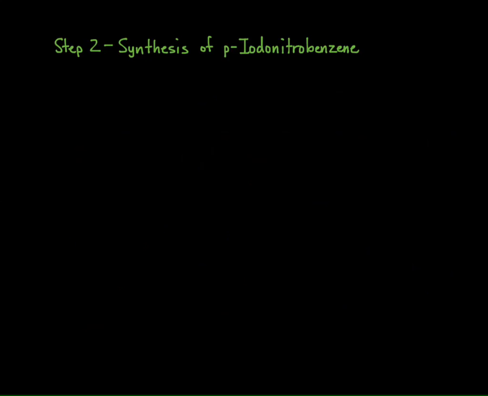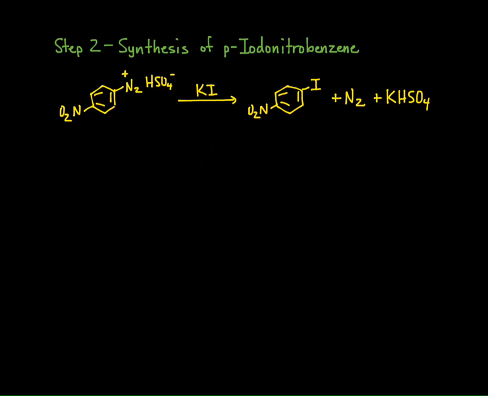Step 2 involves the formation of para-iodonitrobenzene. At this stage, the diazonium salt reacts with potassium iodide in a nucleophilic substitution reaction to yield para-iodonitrobenzene, along with nitrogen gas. At this step, you will use 2 milliliters of the diazonium salt, or the diazonium solution, for the reaction.